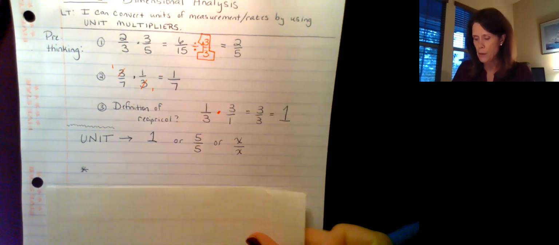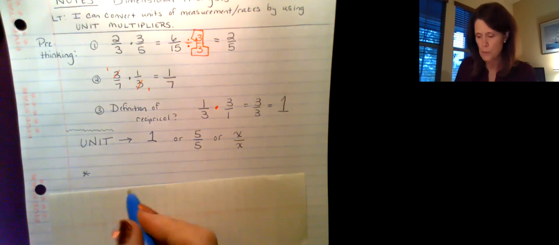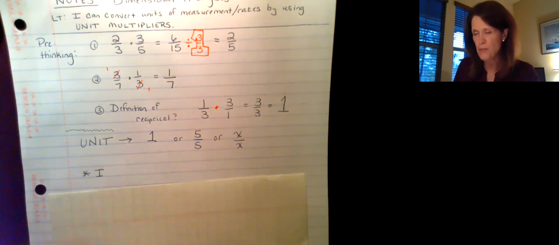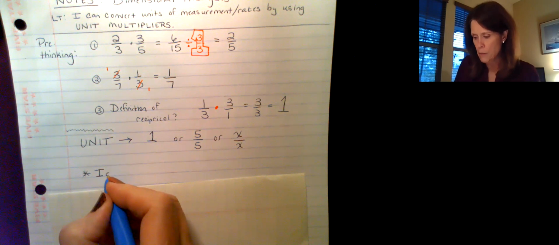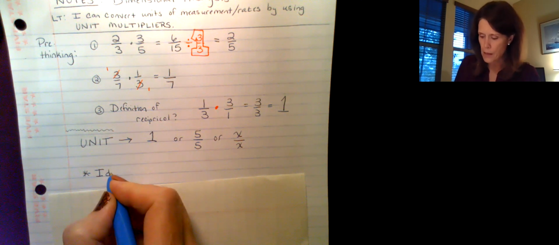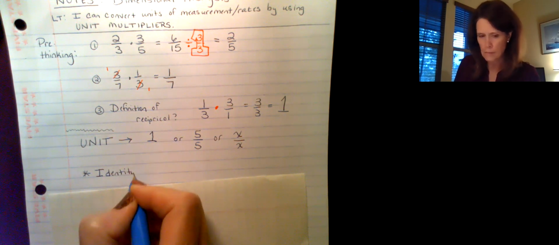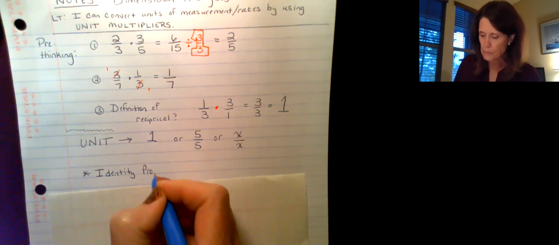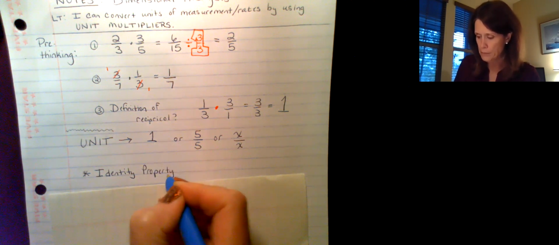And this is really big when we are solving equations because if I'm trying to find the numerical value of something, its identity, that property is really important. It's called the identity property of multiplication.